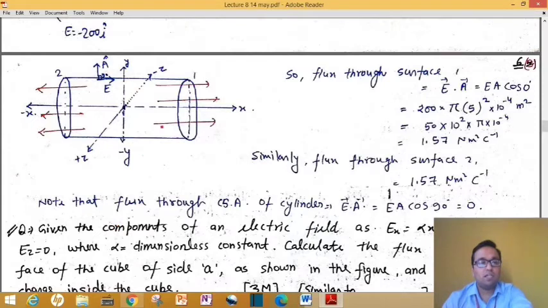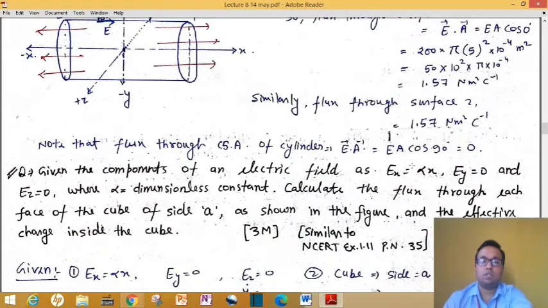So if I ask you how much electric flux will come out of this curved surface area, your answer will be 0, because you can see, in the diagram also I have mentioned, the electric field is in the x direction and the area vector is in the y direction, and the angle between them is 90 degrees. So it will become EA cos 90. EA cos 90, so our answer will be 0.